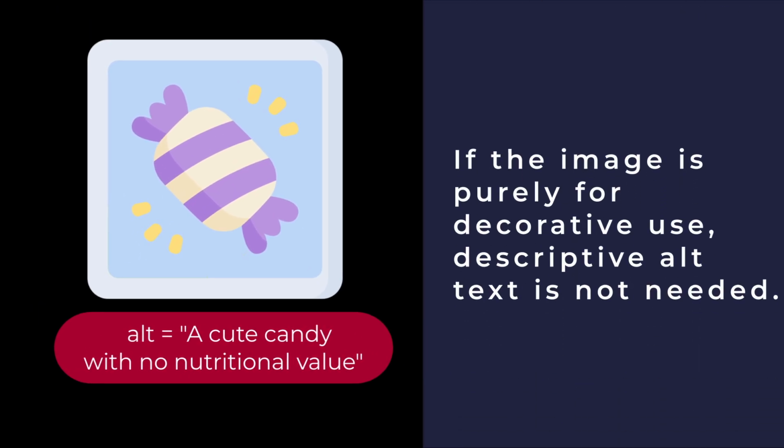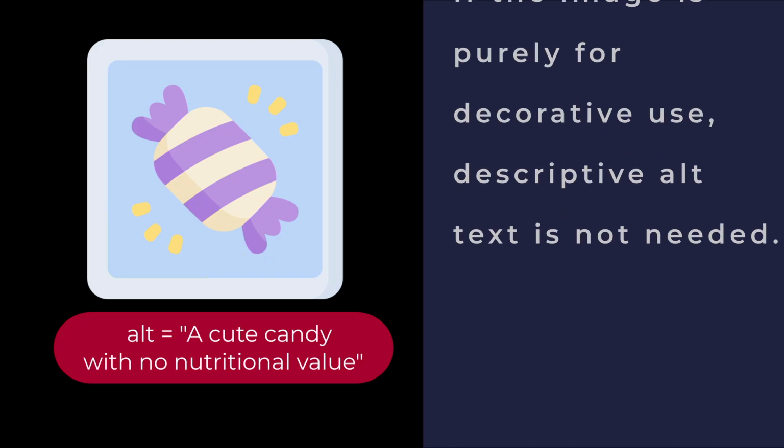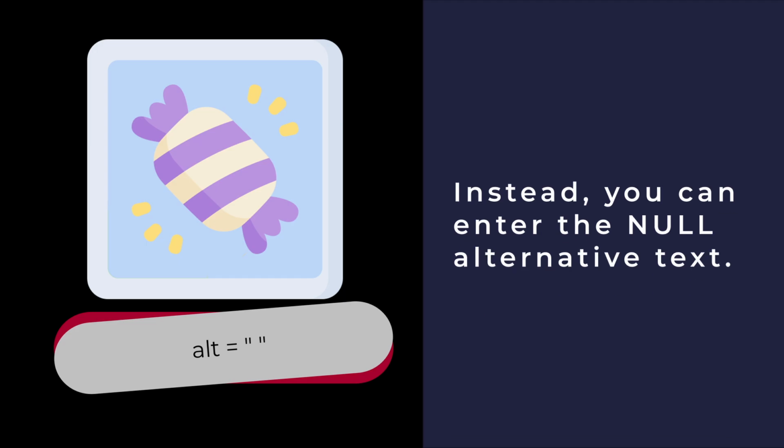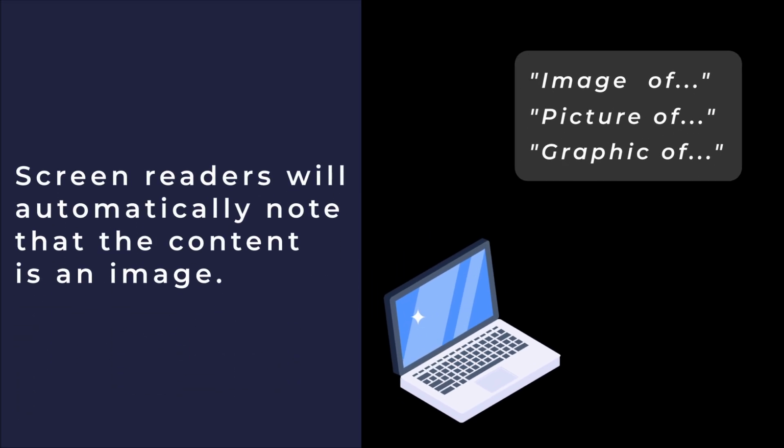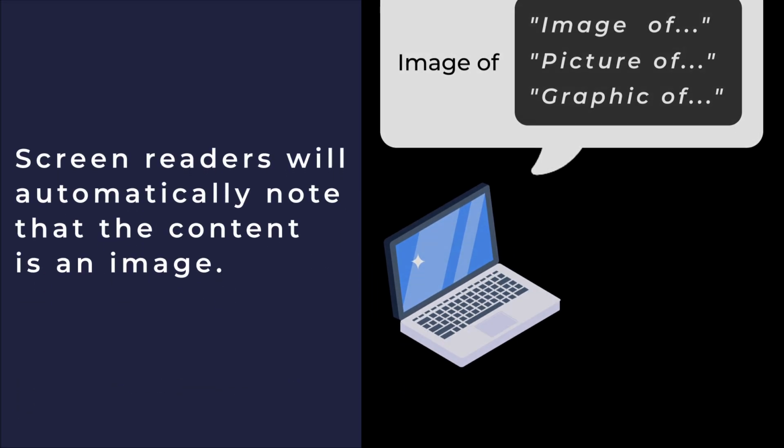If the image is purely for decorative use, meaning there is no educational value to that image, then descriptive alternative text is not needed. Instead, you can enter the null alternative text, which is a single blank space between two quotation marks. As a side note, it is not recommended to begin your alternative text using "image of," "picture of," or "graphic of," as screen readers will automatically note that that is an image.